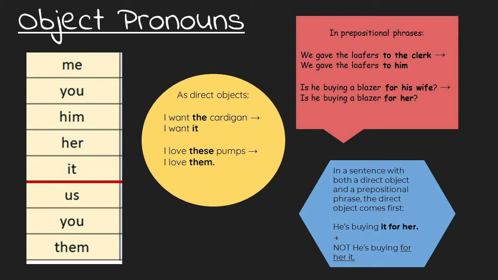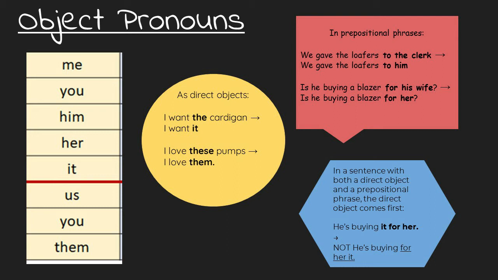Now we have an example that says, "Is he buying a blazer for his wife?" It is a prepositional phrase with the noun. Now, for a prepositional phrase with the object pronoun, we can say, "Is he buying a blazer for her?" In this case, you can ask why he is using her. It's because it is for his wife. Where is the wife? She, right? So in this case, instead of she, we use her, right?